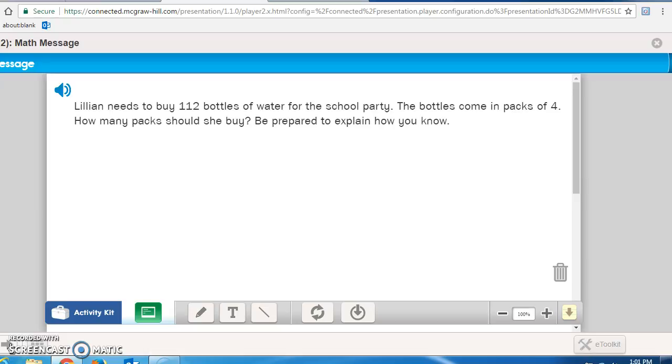Read this next page to yourself as I read it out loud. It says, Lillian needs to buy 112 bottles of water for the school party. The bottles come in packs of 4. How many packs should she buy? Be prepared to explain how you know that your answer is correct.